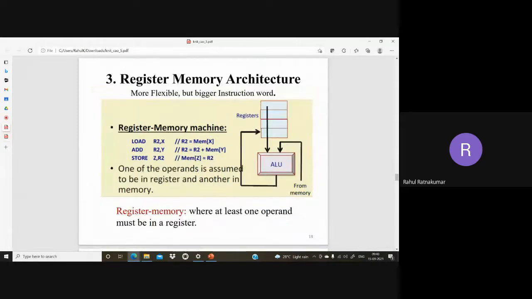So this is register memory. One input is coming from a register, the other input is coming from the memory, and the result is again going back to a register. So this is called register memory architecture. Now we need to specify two operands. You can see load R2, X: one input is coming from R2 and the other input is coming from the X location, that is memory of X. Then add, we have again adding R2 and Y. Then store again, we have to specify which location we are storing to.